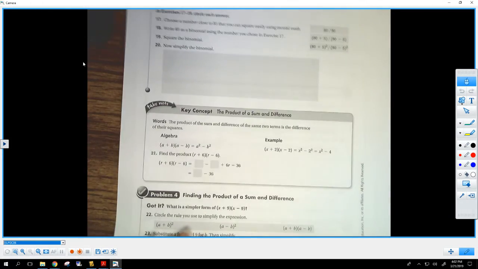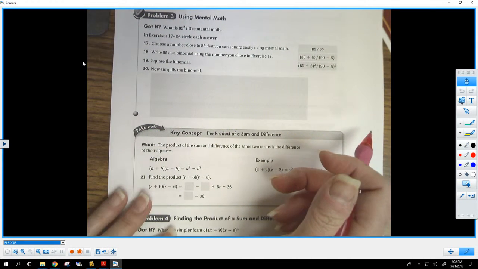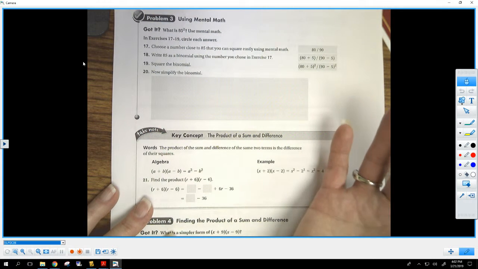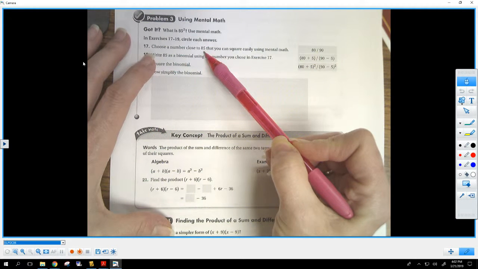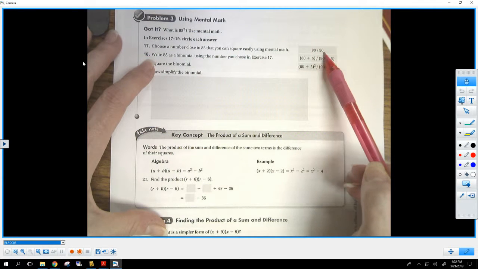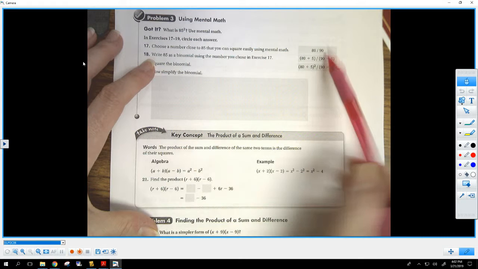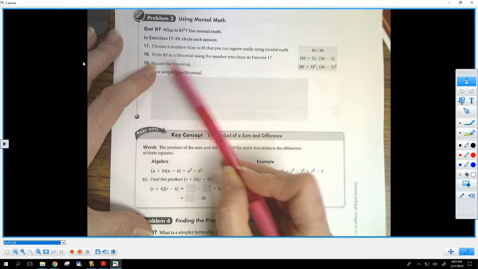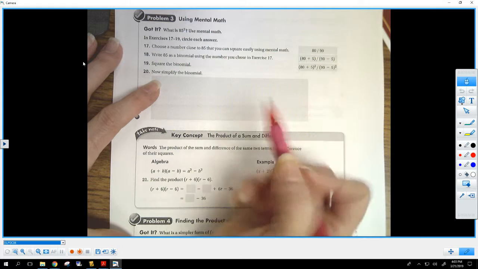So now you're moving on to problem 3. And again, this is just a quick review of square. So what is 85 squared? Well, I don't make you do mental math, but let's say you did. What number is closest to 85? Well, what number can I square mentally? It's right between 80 and 90, right? So choose a number close to 85 that you can square easily, right? 85 is a binomial, square the binomial, now simplify.